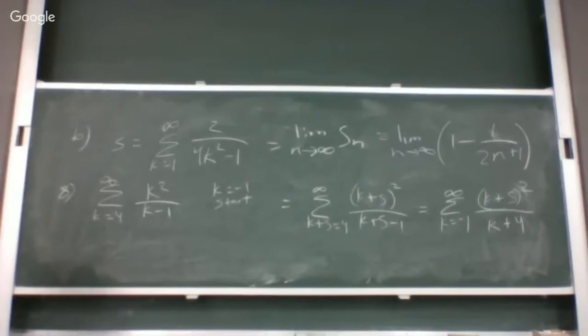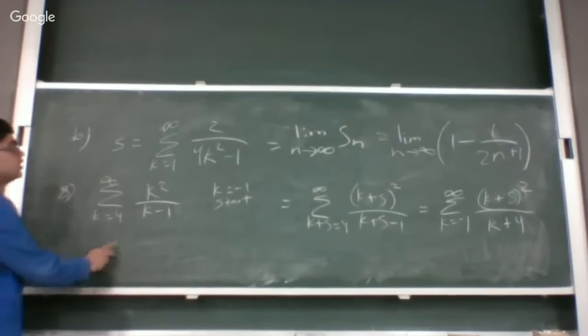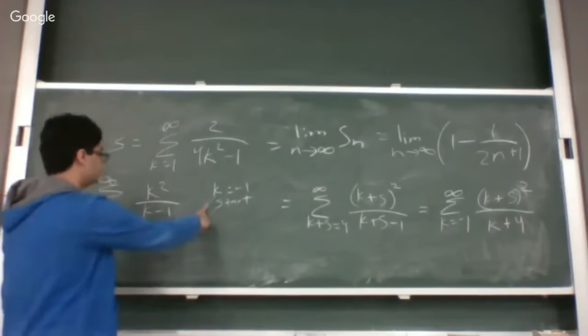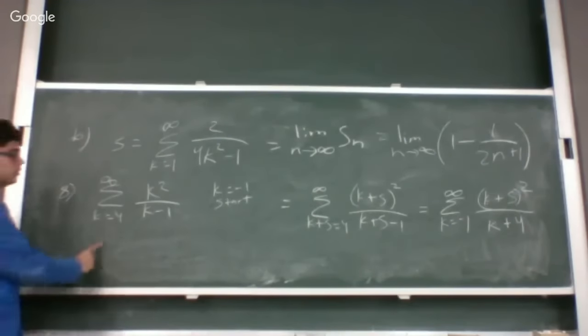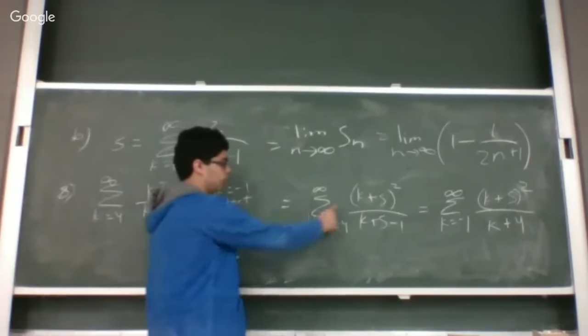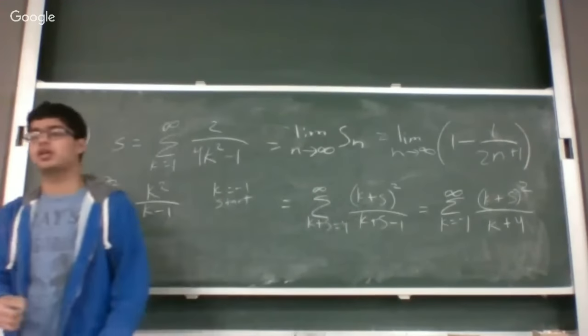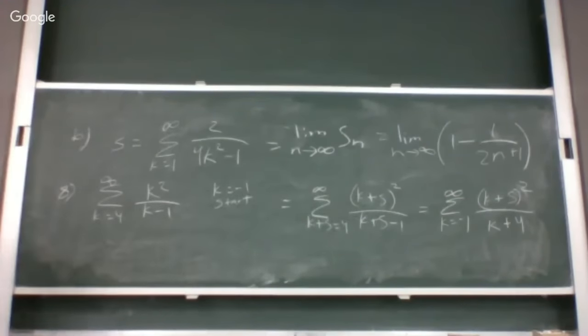Any questions on re-indexing? You find the difference between your k starting value and what you want it to start with. So in this case, it was 5. Since we are lowering it, we add 5. So it's k plus 5 wherever there is a k. If we were raising it, we would do subtraction.